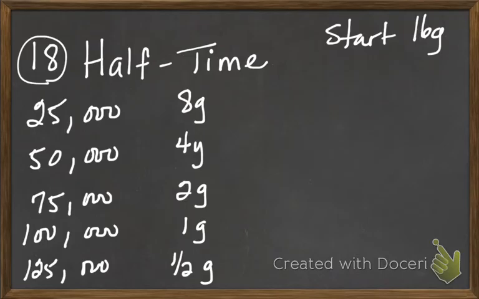So will this plutonium-239 ever completely go away? No. It is an exponential decay. If we graph this, the graph would get closer and closer to the x-axis, and the value of that element would get smaller and smaller, but it would never go to zero. It would just approach zero.